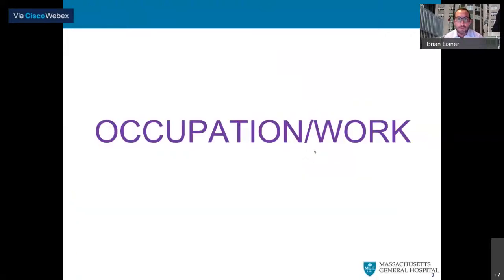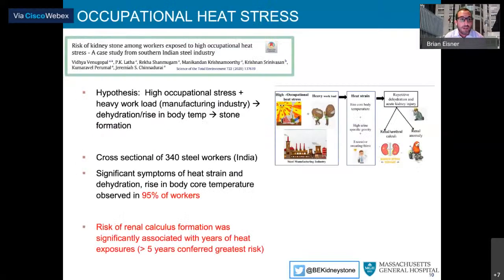I'm going to shift a little bit from climate to occupation and work. I'm first going to talk about a study from steel workers in India. The hypothesis of this study was that high occupational stress and a heavy workload, as in the manufacturing industry, will lead to dehydration and a rise in body core temperatures, which will lead to stone formation. These are logical assumptions, but I think it's very important to understand what the public health impacts are based on the number of people that are in these jobs.